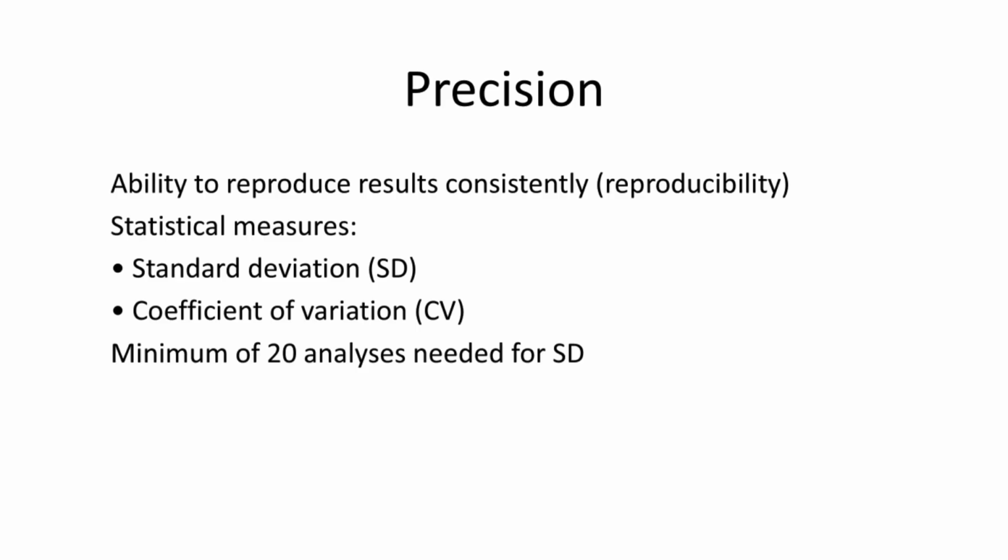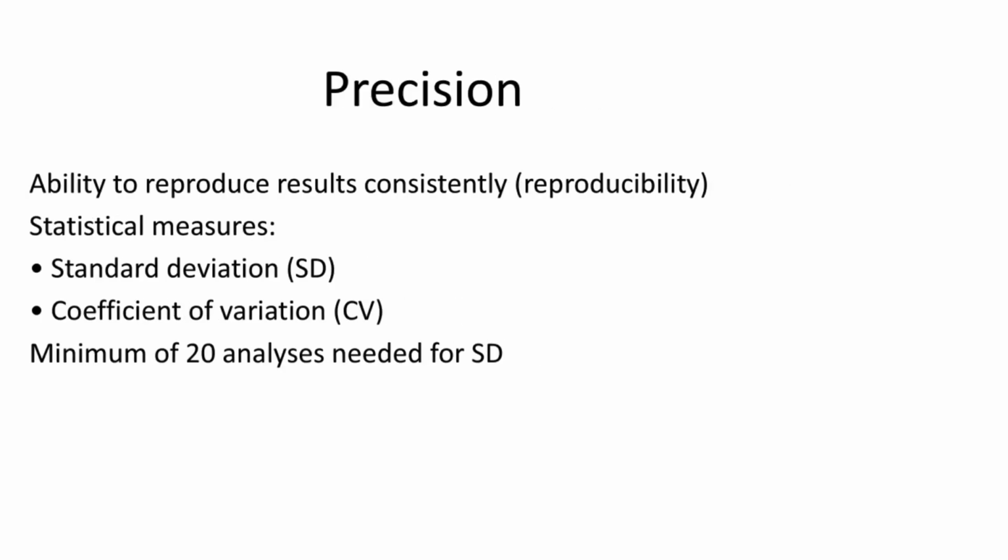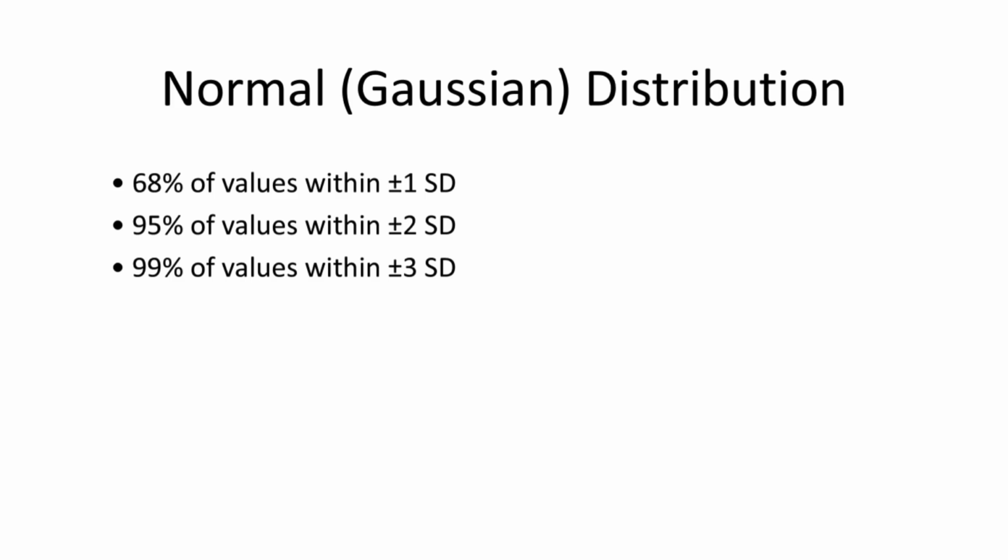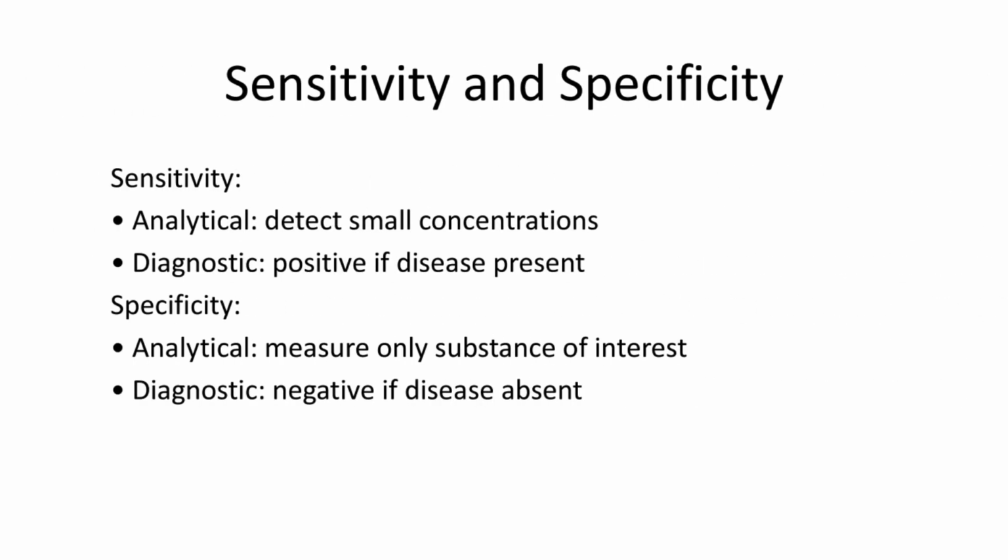To determine the standard deviation, a minimum of 20 analyses are needed. Precision also follows a normal or Gaussian distribution. In this model, about 68% of values will fall within plus or minus 1 standard deviation. About 95% will fall within plus or minus 2 standard deviations, and about 99% will fall within plus or minus 3 standard deviations. Next is sensitivity.